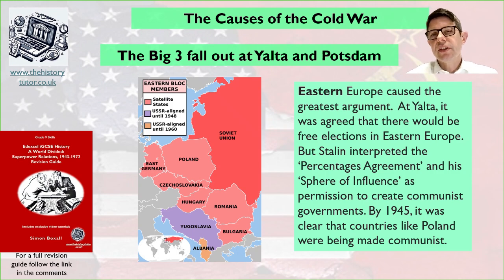Much of Eastern Europe was given to Stalin as the Red Army controlled those areas. It was going to be difficult anyway for the West to interfere. So by 1945, using his spheres of influence, Stalin had made places like Poland communist already, and by 1947 to 48, much of Eastern Europe would be communist.